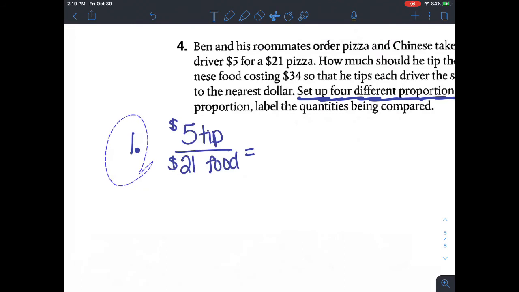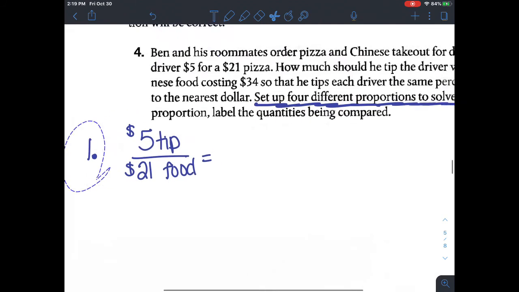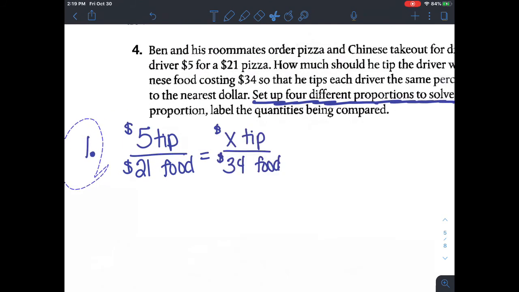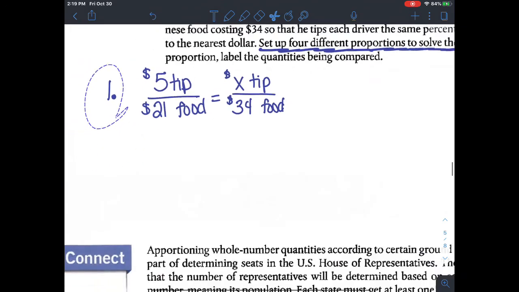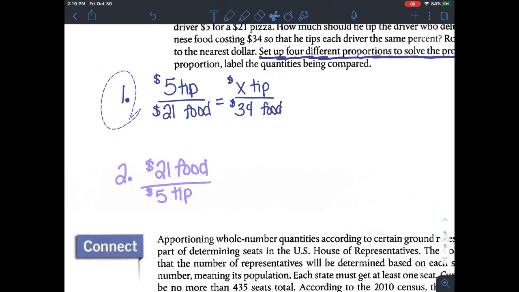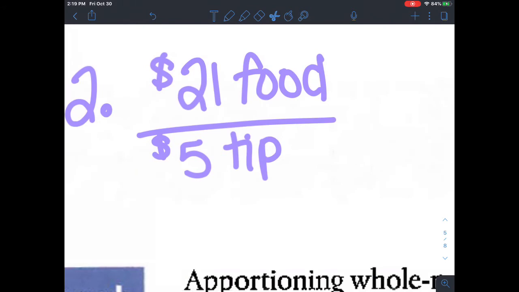First one. Okay, we know for hard fact, Ben is tipping $5 for the $21 in food. So if I wanted to set it up the same for the Chinese food, I could have X tip, I don't know how much the tip will be, for the $34 in food. And then I can cross multiply. Okay? I could say $21 worth of food will give me a $5 tip. I just flipped the fraction upside down.